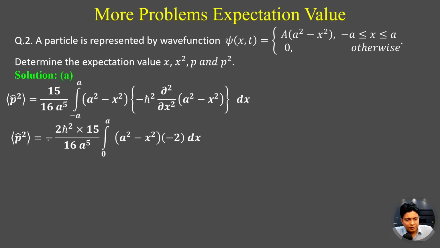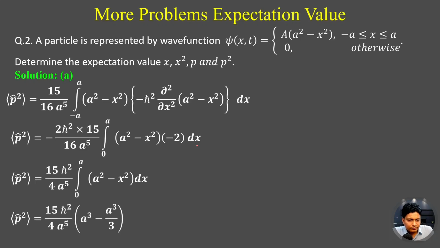So this will be −2ħ² times 15/16a^5 integrated from 0 to a, because this is an even function and the limits are equal and opposite. So this can be written like 2 times. And here we can see that this is the wave function a² − x². After that, taking the double derivative, this comes out as −2, into dx. Now after solving, this will be 15ħ²/4a^5 ∫ from 0 to a of (a² − x²) dx.